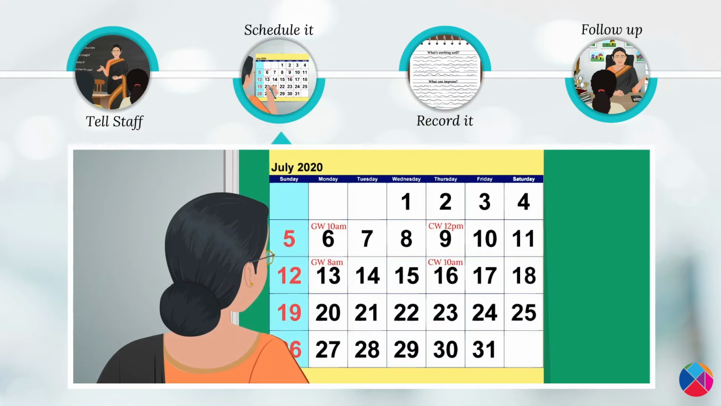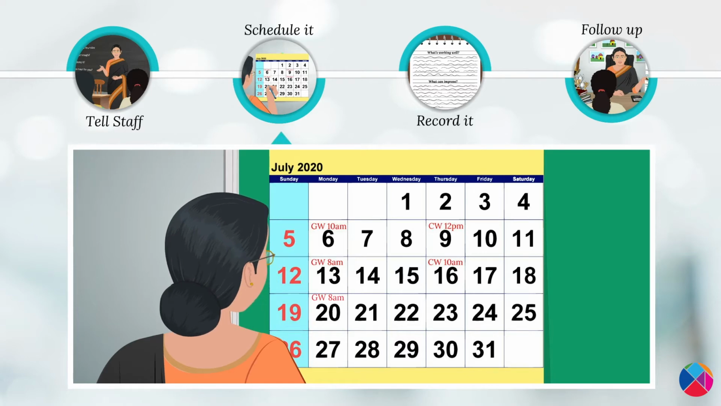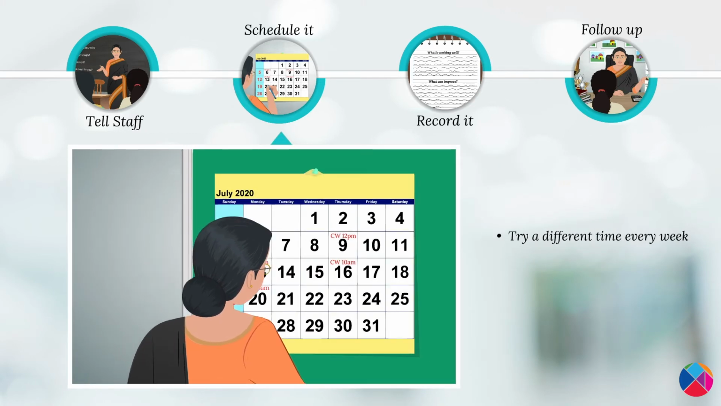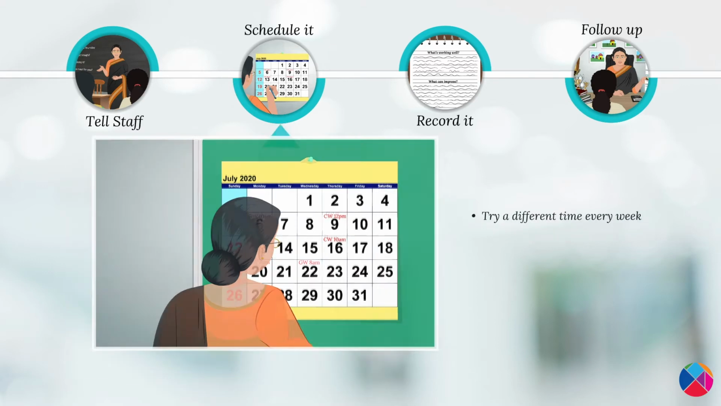It's important to schedule the walkthroughs in our diary or calendars and treat them as appointments. Otherwise, other things will always come in the way. We should also try a new time every week to observe different parts of the school day.